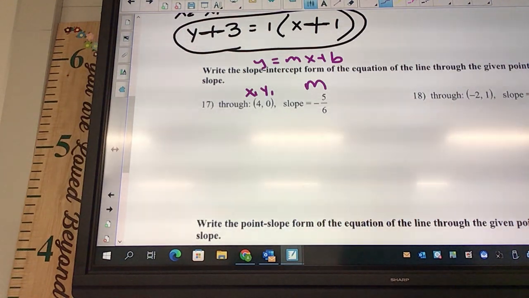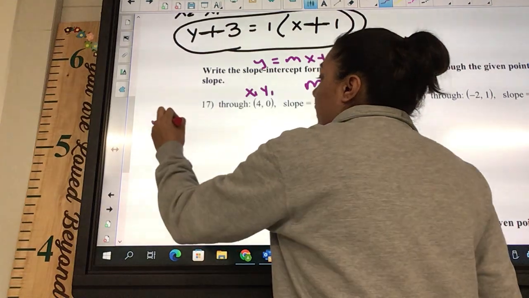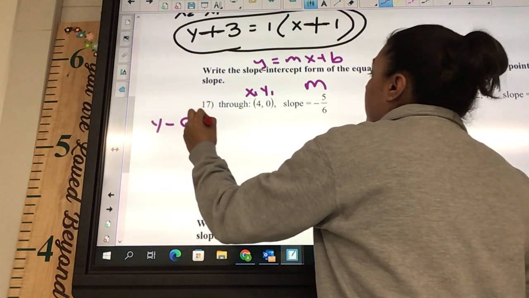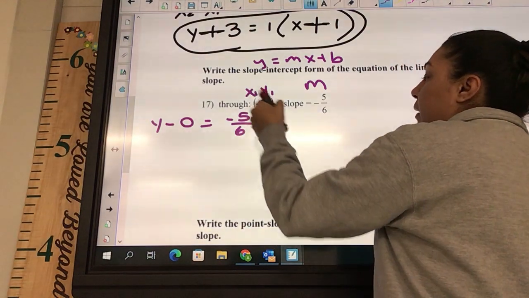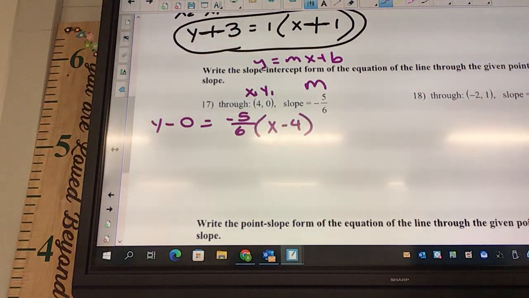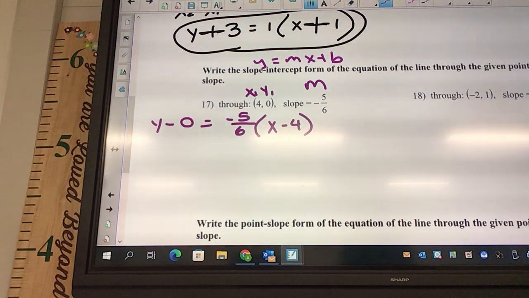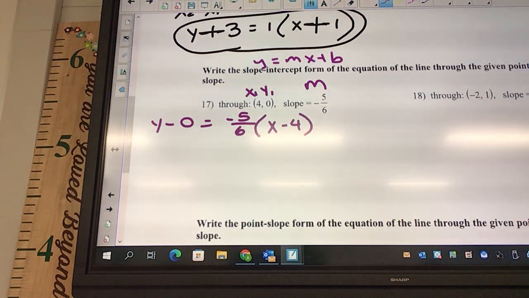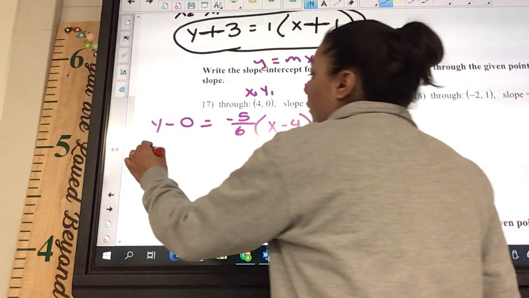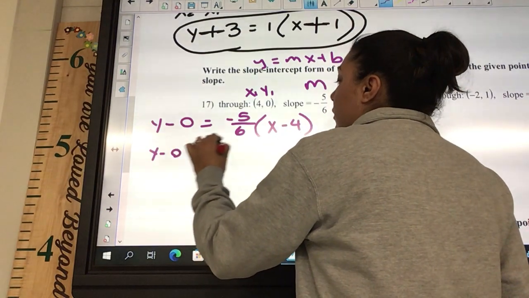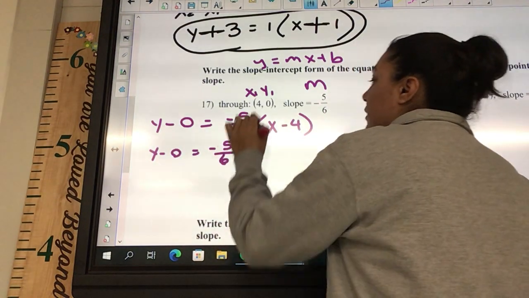So I'm going to say y minus y1 is 0, my m is negative 5 over 6, x minus, and my x1 is 4. Okay, are we finished or no? No. Okay, I need my y by itself, and so I'm going to have to distribute. So I'm going to have y minus 0 equals negative 5 over 6x.